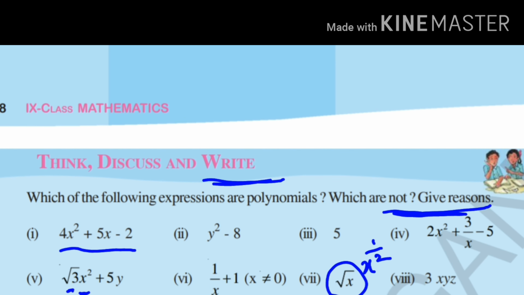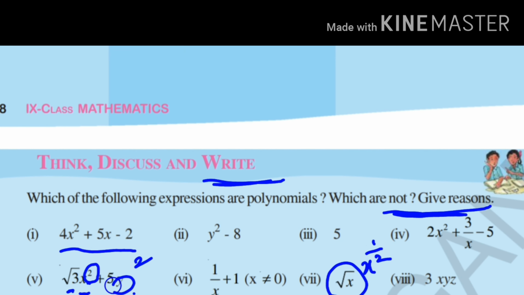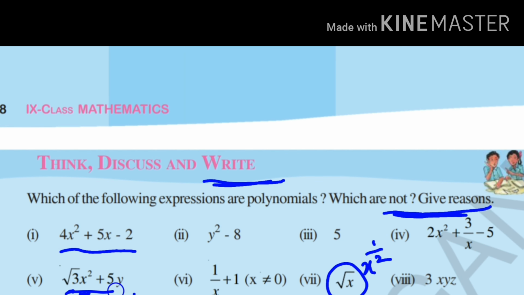Here x square means the power of the variable is a positive integer, that is 2. So it is a polynomial. And for y, the power is 1, therefore that is also a positive integer, so it is a polynomial. Okay, like that you have to write. The remaining I will give you as a worksheet.